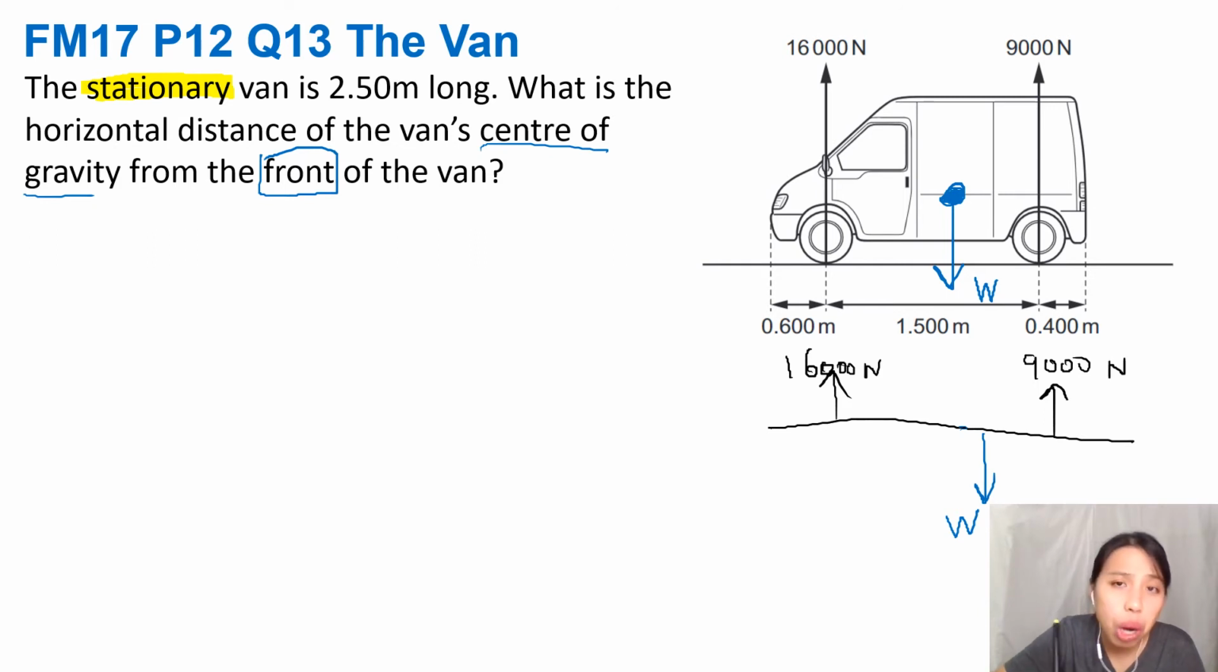Well, we need to think of torques, like we mentioned earlier. But where's the pivot? You choose the pivot. You can choose the pivot anywhere along the whole rod. But for convenience's sake, I'm going to choose the pivot at the front of the van. Why is that?